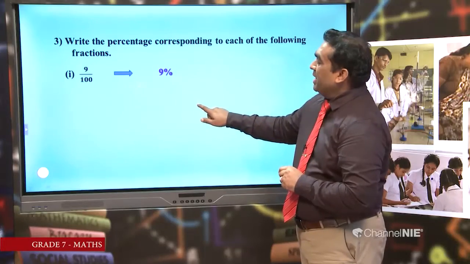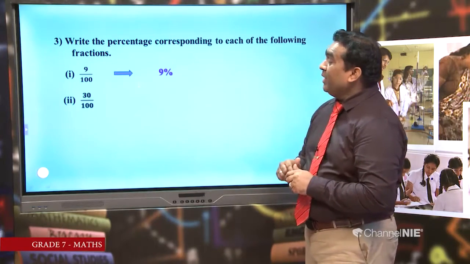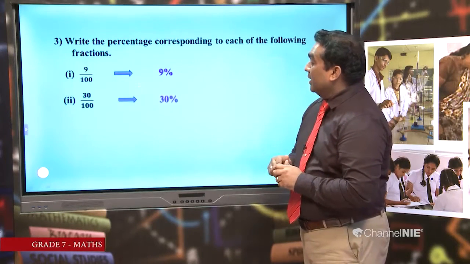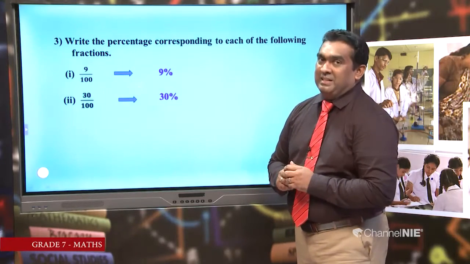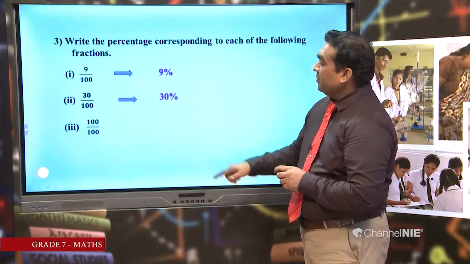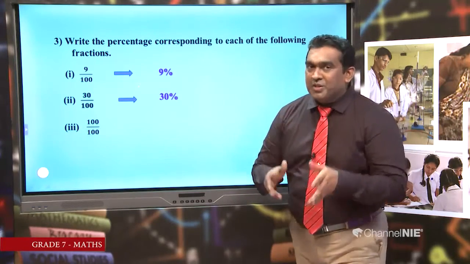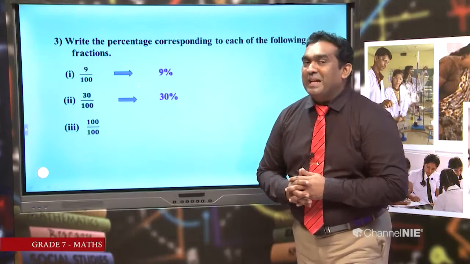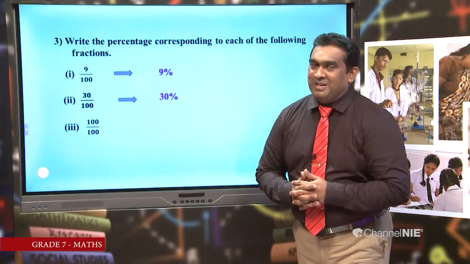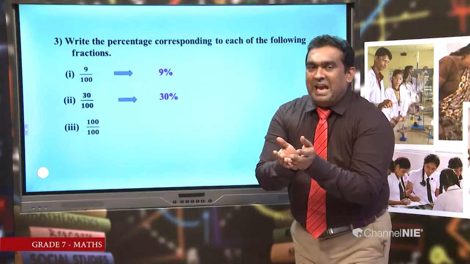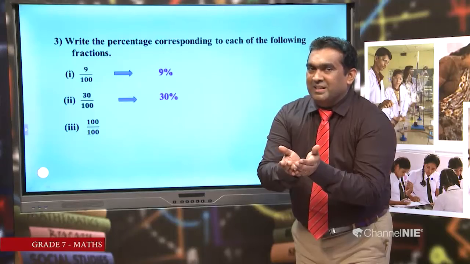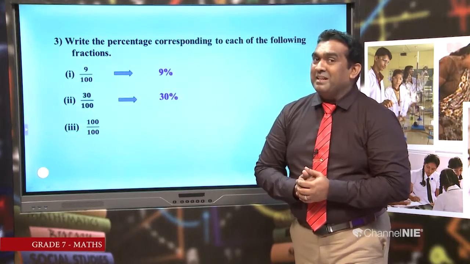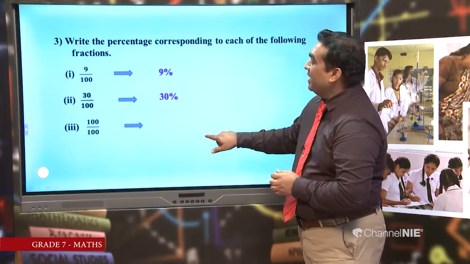Then 9%. Next one we can see 30 over 100. In the denominator you can see 100. Therefore, 30%. Next one, 100 over 100. Very special fraction. All the numbers in the numerator and the denominator are equal. But you have to consider 100 as a unit, that is percent. 100%. 100 out of 100. Understood that? Therefore, this is called 100%.